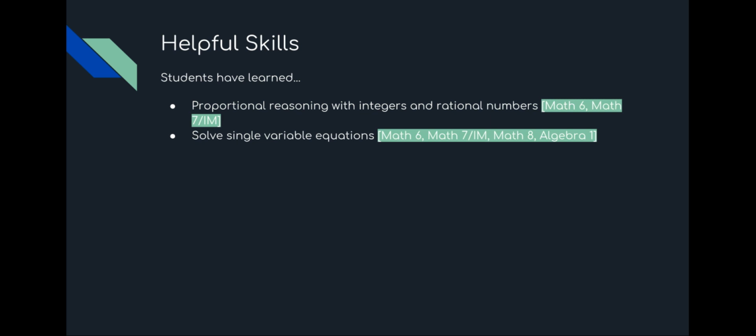Some of the helpful skills that students have previously learned include proportional reasoning with integers and rational numbers. This is done in Math 6, Math 7, and IM. Students have also learned to solve single variable equations. This is done in Math 6, Math 7 or IM, Math 8, and it's done early in Algebra 1.